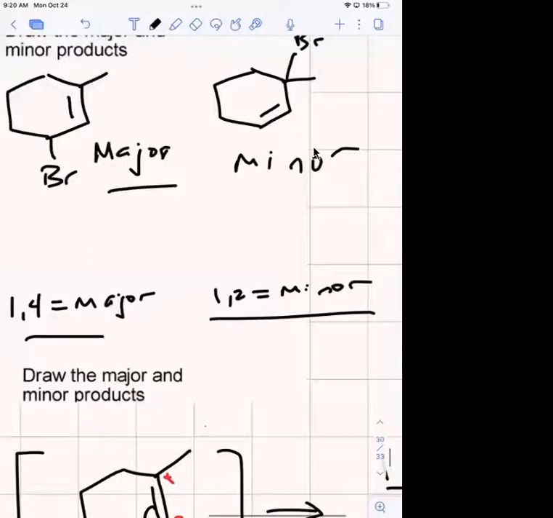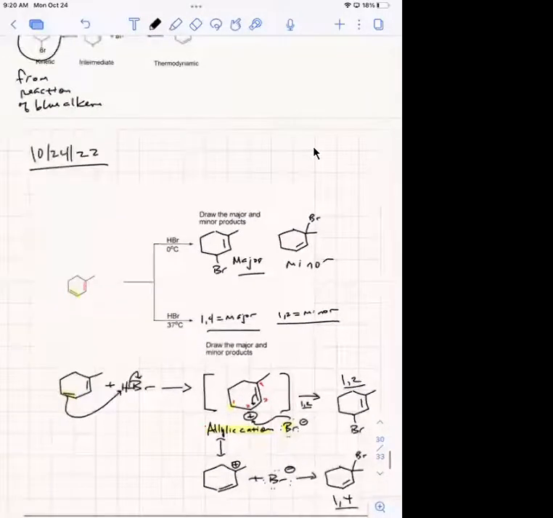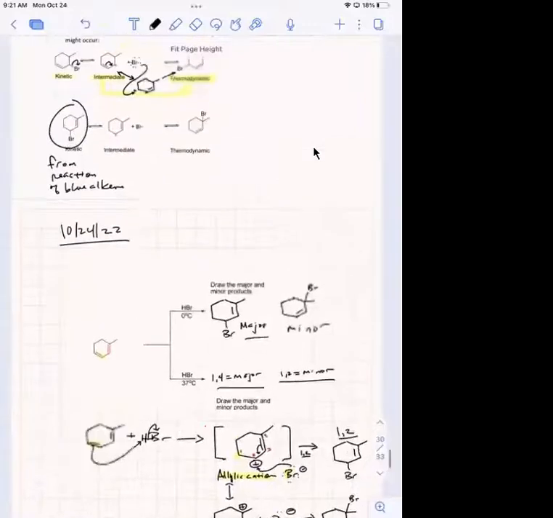But this is all, again, predicated on formation of that intermediate. And it's always the same type of intermediate. It's an allylic cation. It will never be anything else. Once you get to that, then you can figure out what your other products are.